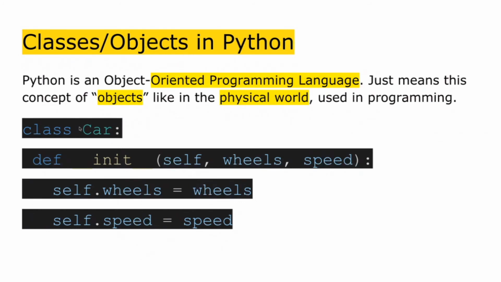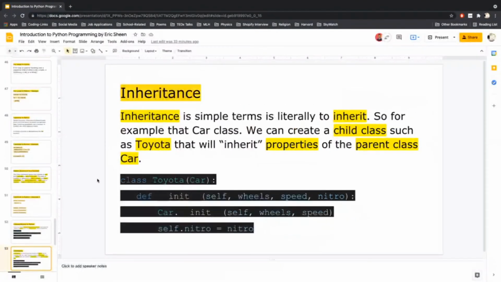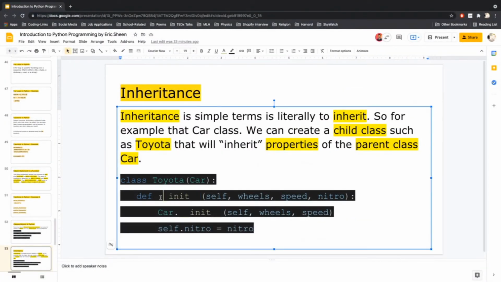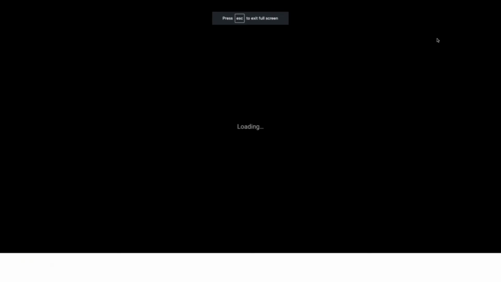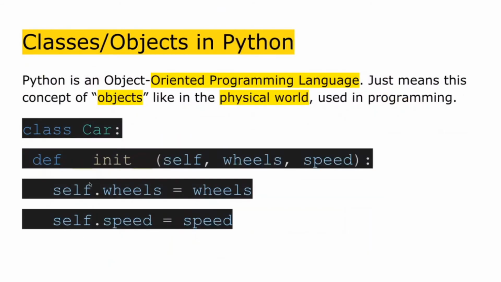Here we have class Car, def __init__, with two underscores there, by the way, guys. My bad if that didn't show. __init__(self, wheels, speed). Self.wheels equals wheels, self.speed equals speed.